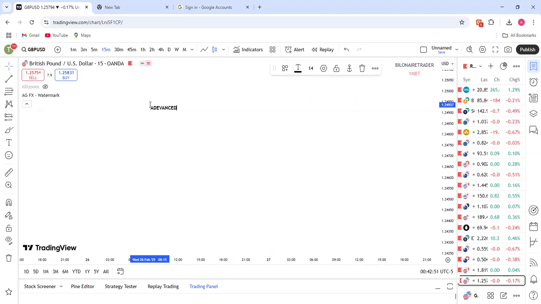Advanced market structure. Structure, am I correct? Structure. Advanced market structure.